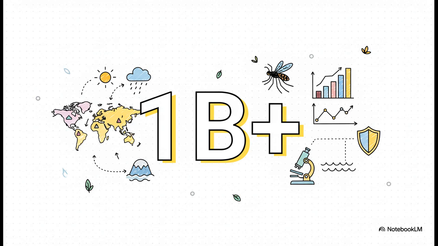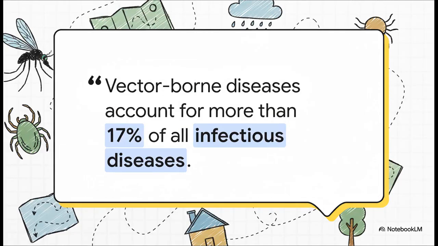Well, get this. Every single year, there are more than 1 billion cases of vector-borne diseases around the world. That's a truly mind-boggling number of people getting sick. To put that into perspective, the World Health Organization says these diseases make up more than 17% of all infectious diseases. So yeah, this isn't some rare niche problem. It's a massive, persistent global health challenge.